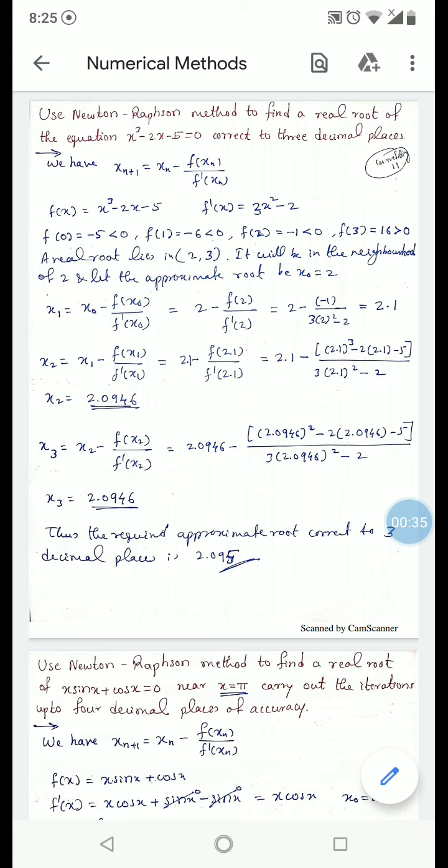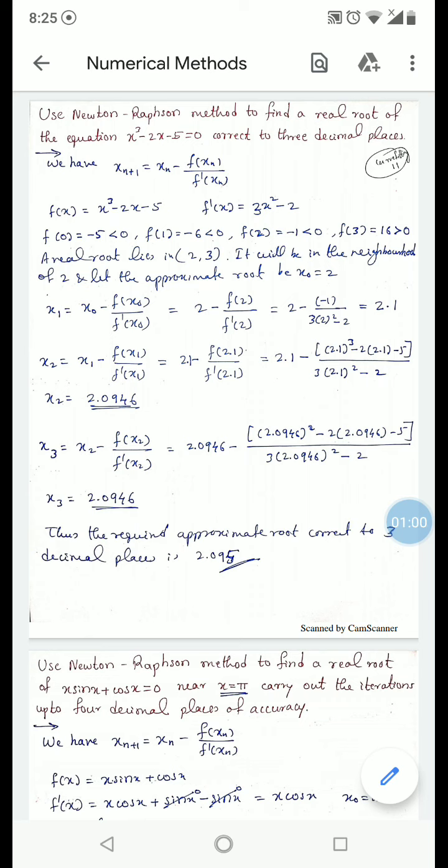Here, same as the regula falsi method, we find one negative root and one positive root by putting x equal to 0, 1, 2, 3 or minus 1, minus 2, minus 3 in the given f of x. So let us put the points. Put x equal to 0, f of 0 is minus 5, put x equal to 1, f of 1 is equal to minus 6, put x equal to 2, f of 2 is equal to minus 1, put x equal to 3, f of 3 is equal to 16.